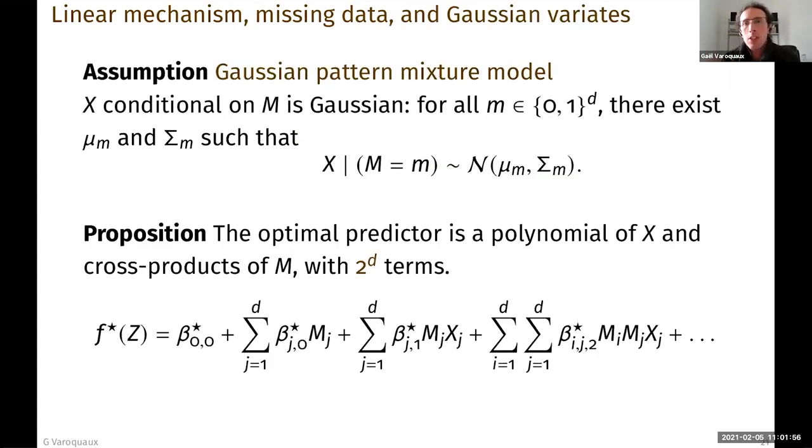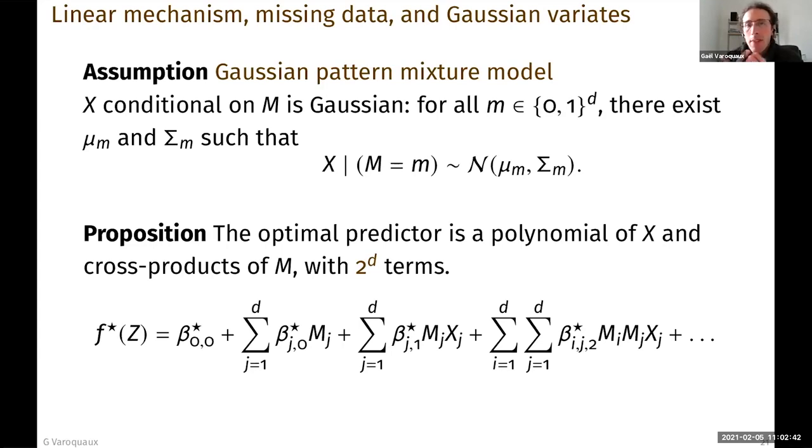Basically, we'll make the assumption that our covariates are Gaussian. And we're using a classical assumption from the missing value literature, which is that x conditionally on m is Gaussian. So if I give you a missing value pattern, then there exist a mu and a sigma such that x follows a Gaussian distribution with mu and sigma. This mu and sigma may be dependent on m, or they may be independent from m. And if they're independent from m, then we're in the missing completely at random setting.